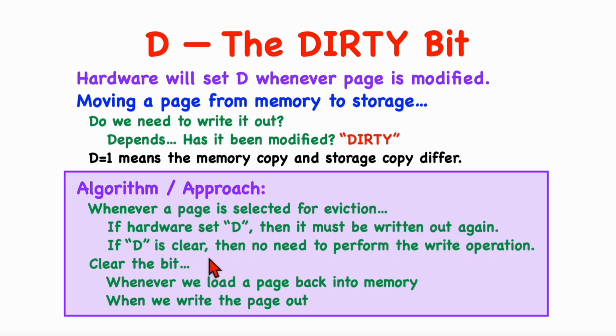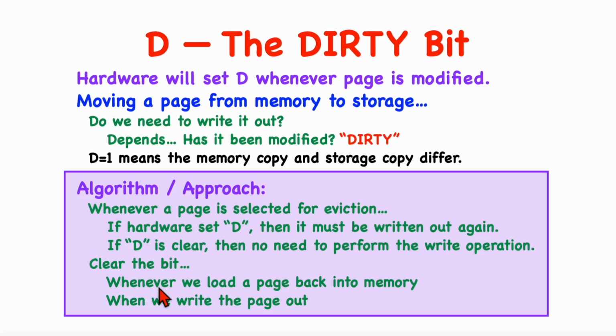But if the dirty bit is still 0, then the page has not been modified. The copy sitting out on secondary storage is identical, so there's no need to write it out. And whenever we read a page back into memory, we can go ahead and clear the dirty bit since the in-memory copy is identical to the copy out on secondary storage.